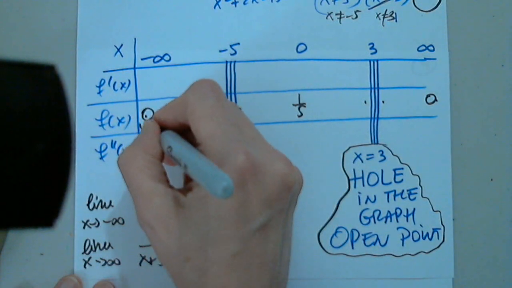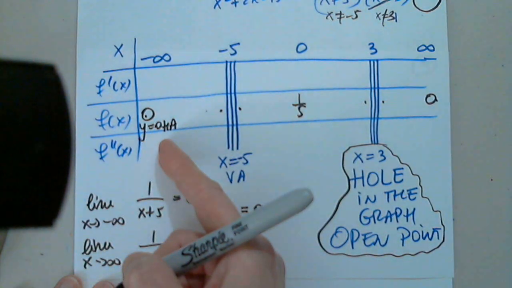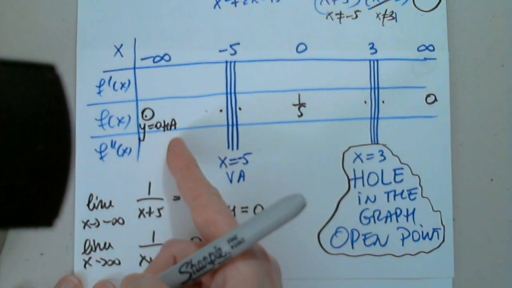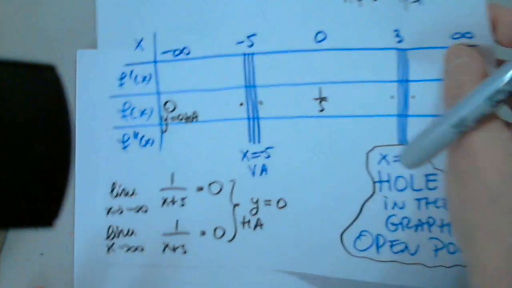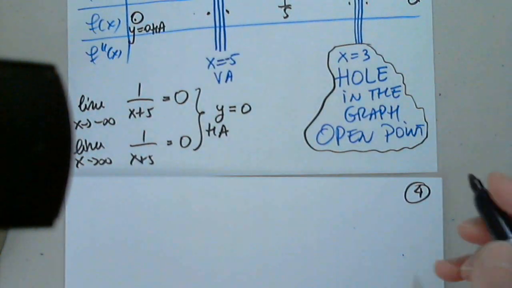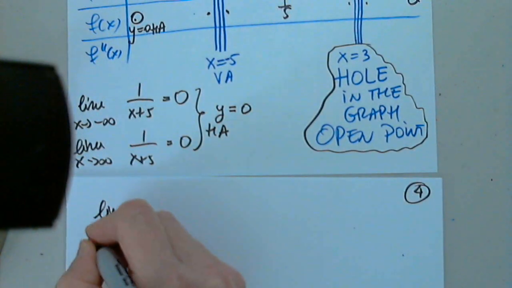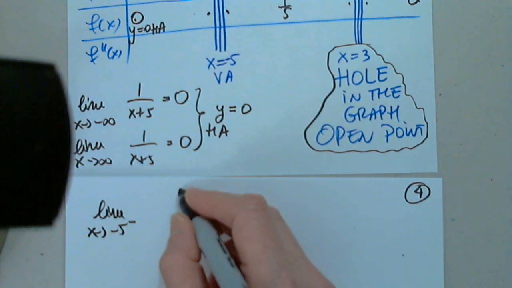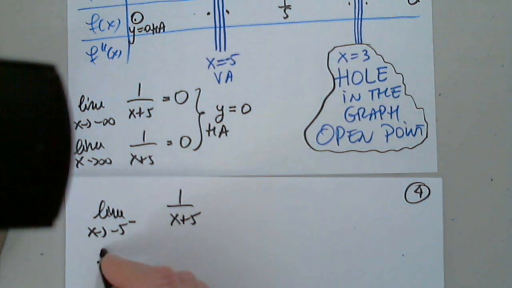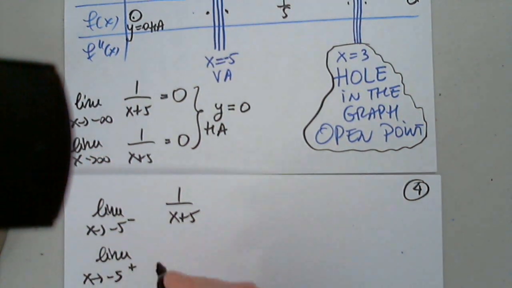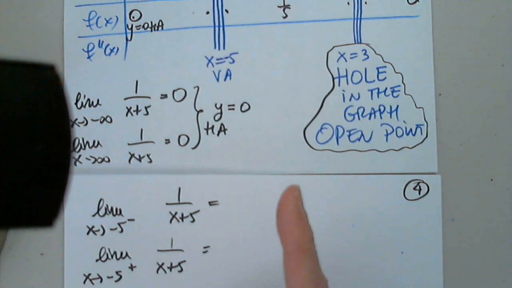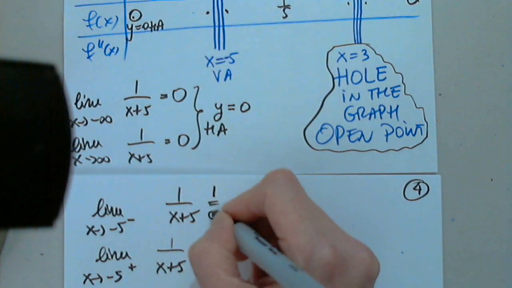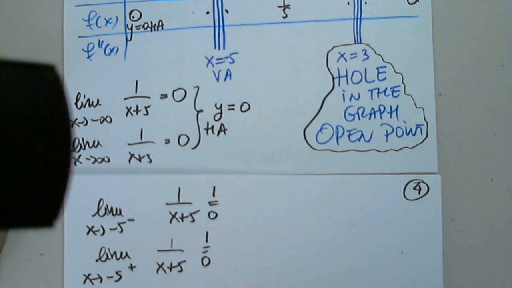So I write myself a note. Don't forget, we have to graph y equals 0 as the horizontal asymptote. Awesome. So now let's determine these two limits. The limit from the left of negative 5 of 1 over x plus 5, and the limit negative 5 from the right. Now this is a totally different story, because this is 1 and this is 0.